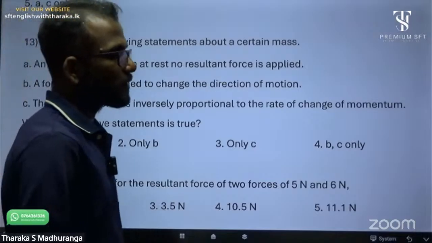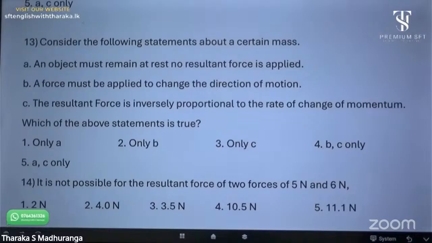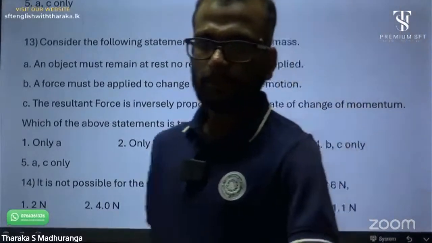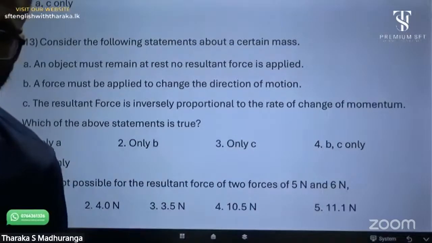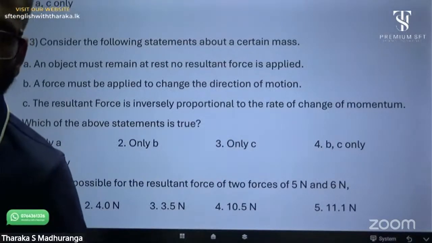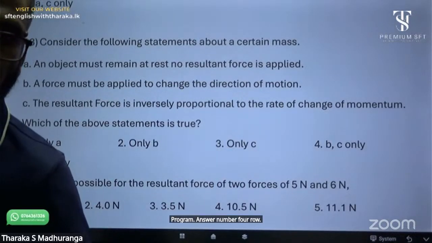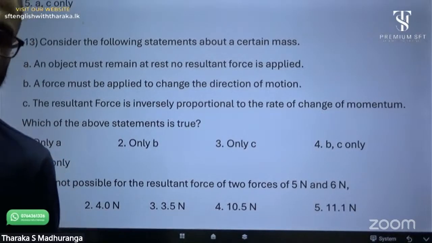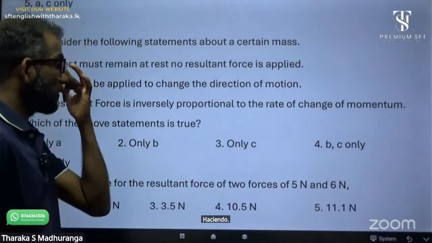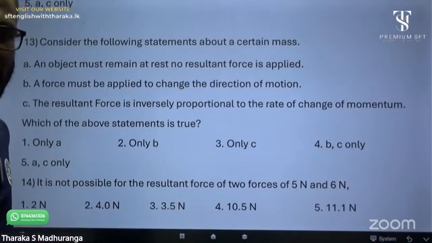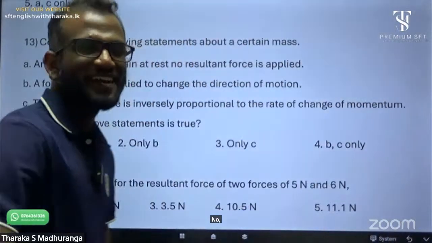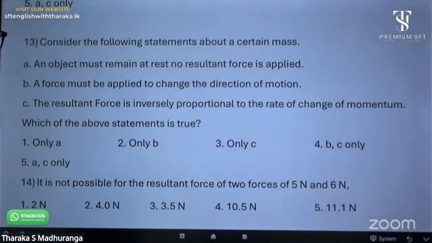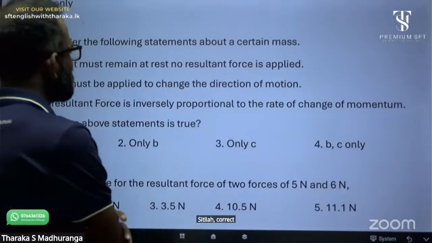Rashmita wrong. Answer number 4 wrong. Hashini wrong. No, 3 also wrong. Sitila correct. Good.